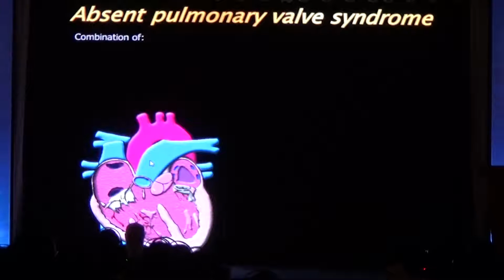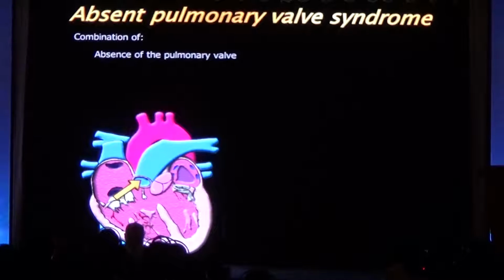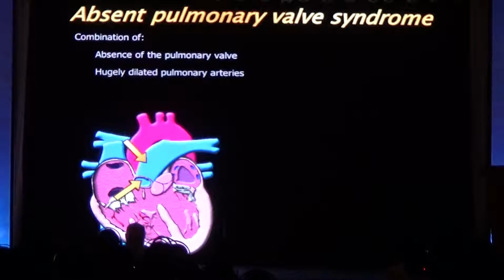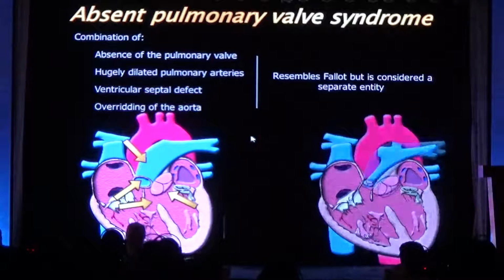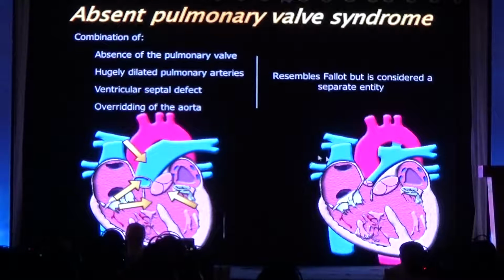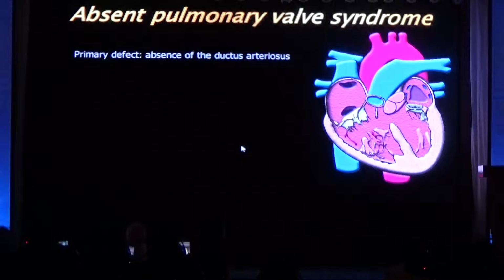So here what we have is the same findings. We have a ventricular septal defect, we have an overriding aorta, but instead of having a pulmonary artery which is too thin, we have a pulmonary artery which is much too large. And here the defect is the absence of the ductus arteriosus. So there is no communication between the pulmonary and the aortic arch. So they resemble each other, and this is called one of the forms of tetralogy of Fallot.